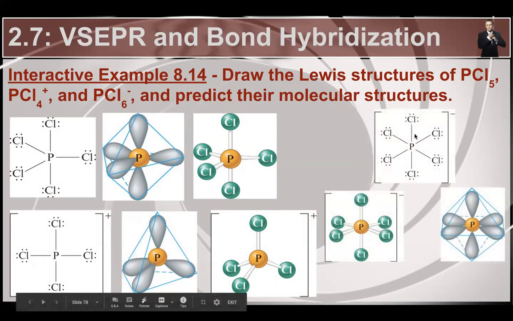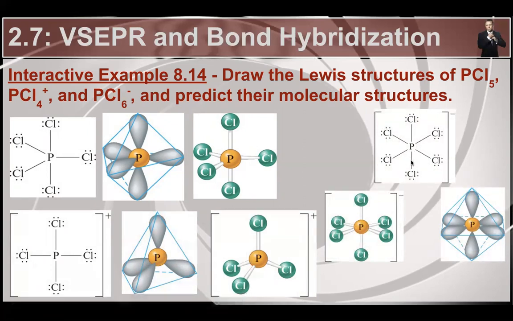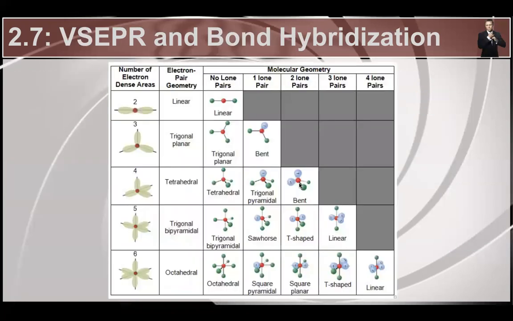And PCl6-, we're going to have 6 bonds, 0 lone pairs, so that gives us octahedral. Okay, so it's as simple as knowing how many bonding pairs there are and how many lone pairs there are. Then you can really just refer back to this chart and use that to figure it out.